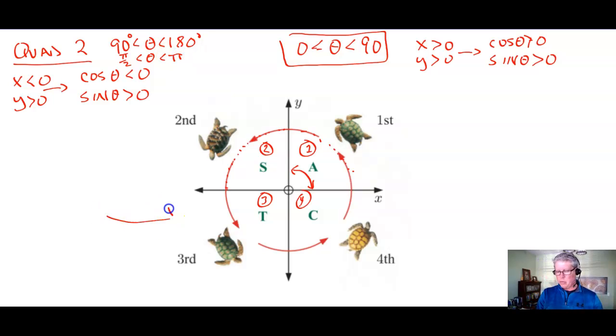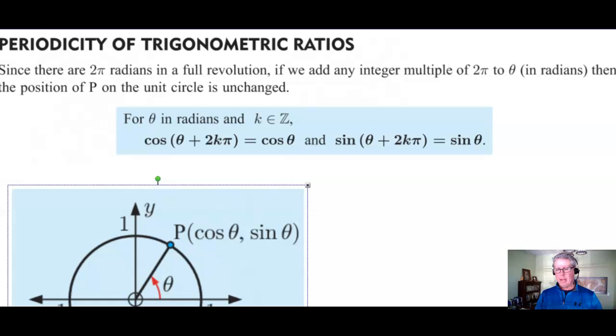All right, I'm hoping that you can figure that out for 3 and 4. Part of your homework is to determine sine and cosine positivity in each quadrant. Should help you out. All right, periodicity. That means when things repeat itself.